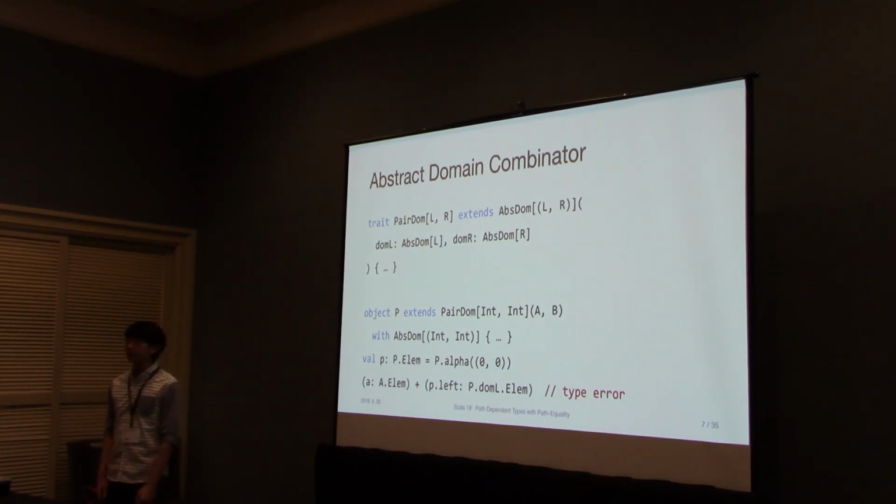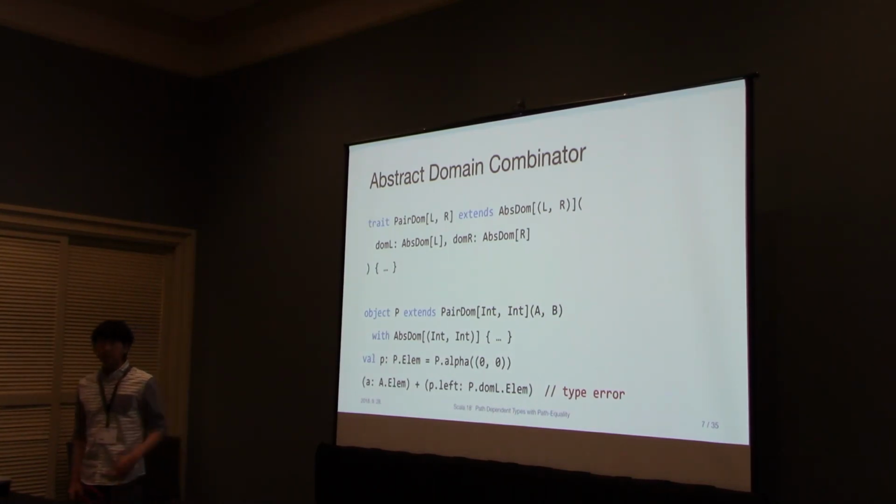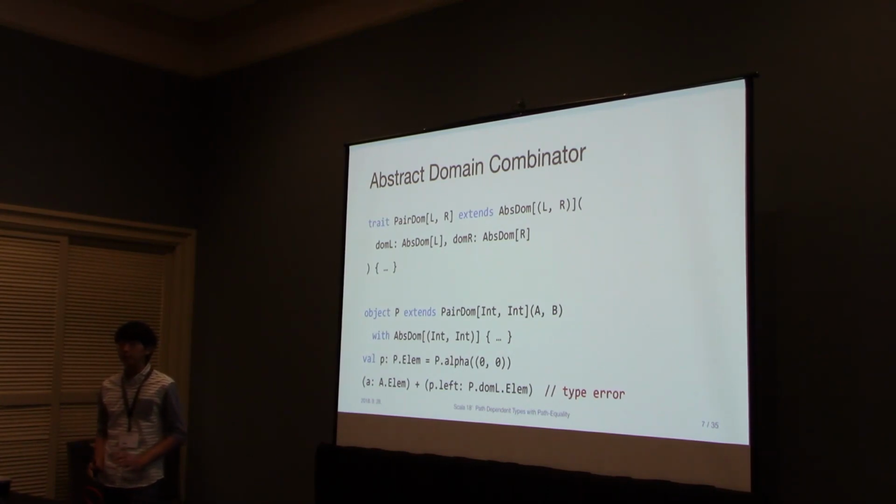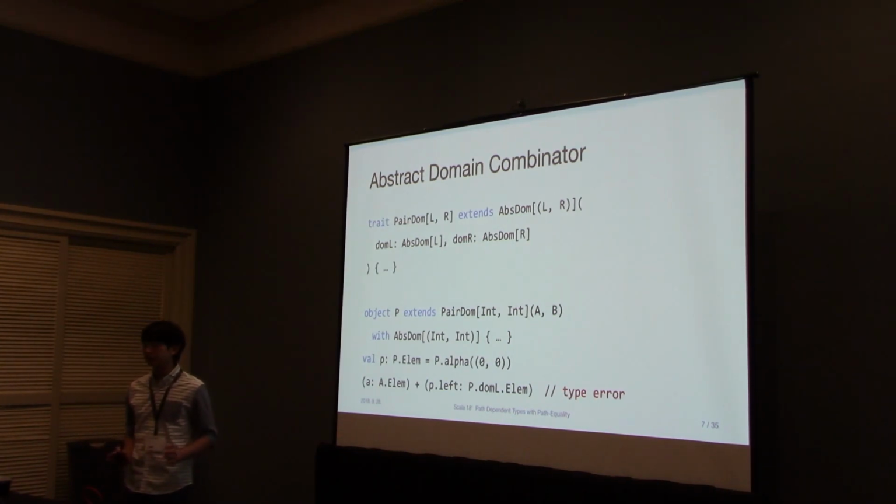Here, variable p is an element of domain P. So we can use p.left as an element of P.domL, but not of A. Since the Scala type system does not track that A and P.domL are the same path, the two types, A.Elem and P.domL.Elem, do not conform. So type checking a plus p.left fails, which we do not desire. Therefore, P and in general every abstract domain combinator are useless in most cases because their abstract elements cannot be used as elements of their original domains.